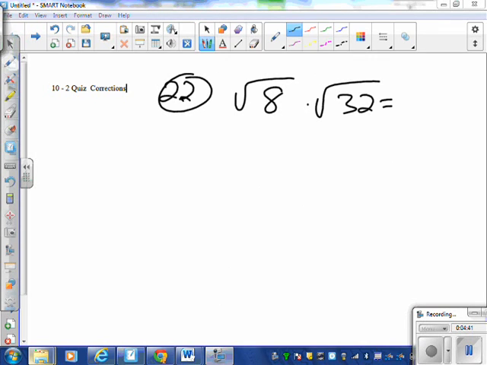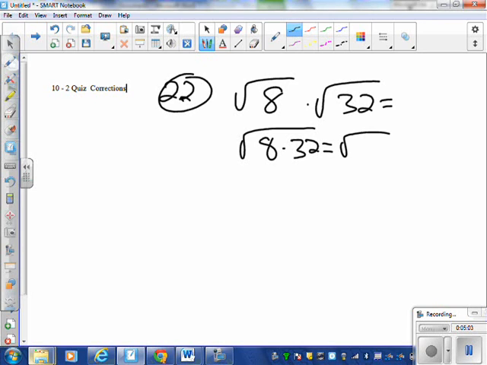Okay, next problem, number 22. We have the square root of 8 times the square root of 32. What you could have done in this problem is just multiply those two together, because this is the same thing as saying 8 times 32. When you did that, you got what number? 256.